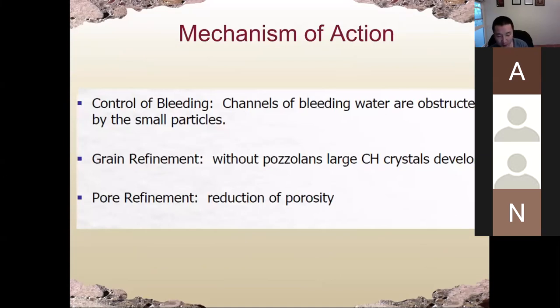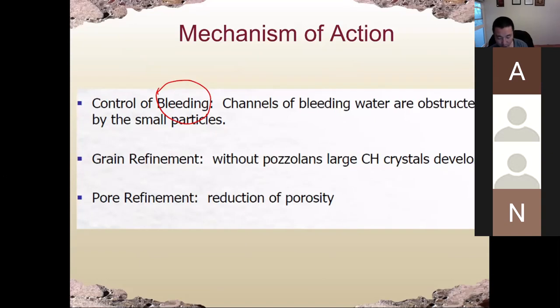And then let's look at how these SCMs can affect both fresh properties and also hardened properties of concrete. It may control the bleeding. Bleeding is actually a separation between water and cement paste. For example, if the water cement ratio is too high, some of the water may separate from cement, and we can see a water layer on top of the concrete, and we call that bleeding.